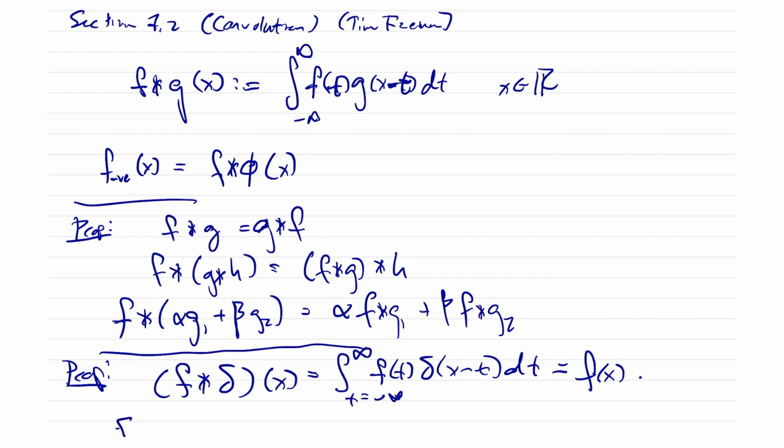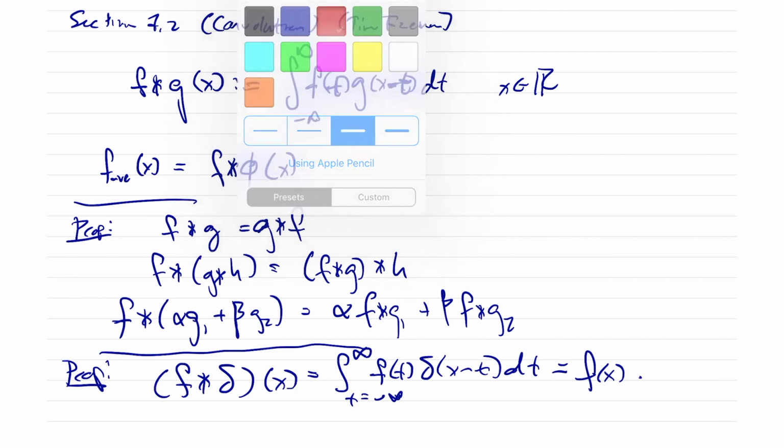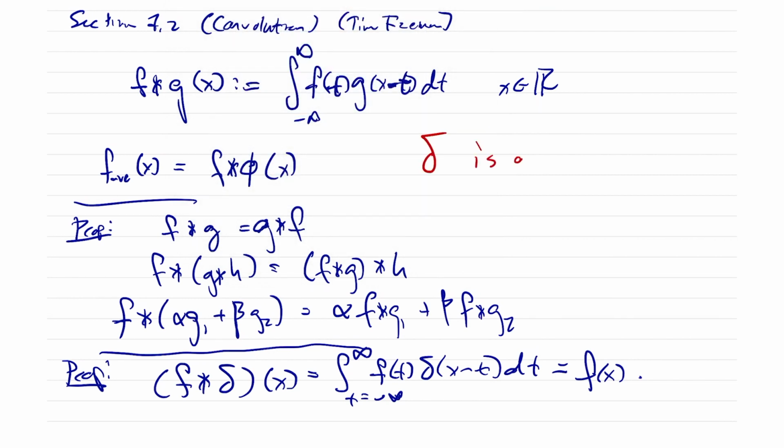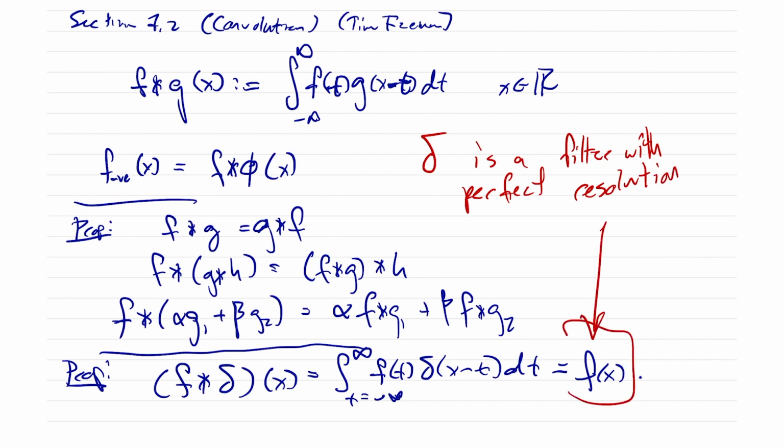So the delta function is a filter with a perfect resolution, and that's because we can get the function f back.